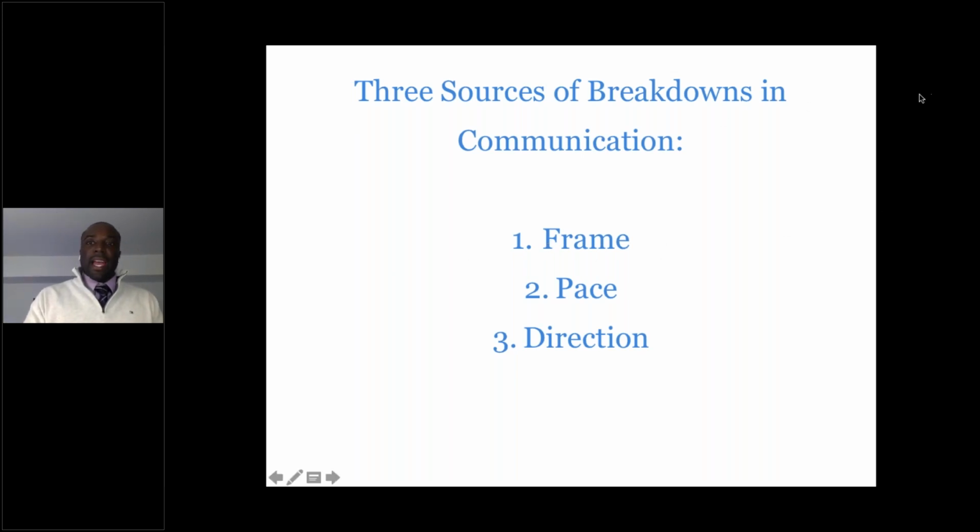Now, when we have these conversations, sometimes the conversation starts to fall apart. We don't know why. We just know that this doesn't feel good anymore. This is becoming unproductive, and I'm losing control of the conversation, and it's not exactly clear why. There are three main sources of breakdowns in communication: frame, pace, and direction. These are where the issues originate.